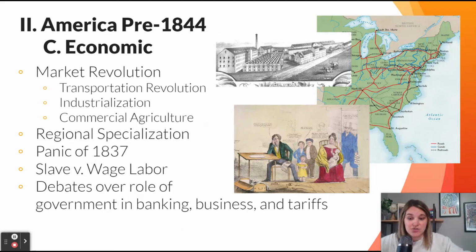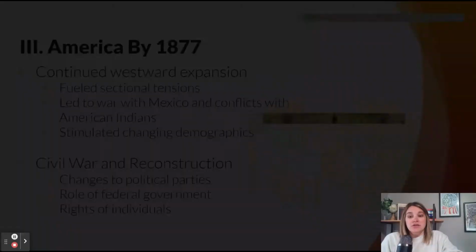They're all going to engage in more trade because they can transport these things more efficiently because of the transportation revolution. However, some policies will lead to an economic panic in the 1830s that will lead into the 1840s. We see the difference between slave and wage labor becoming even more significant, and debates over the role of government in banking, businesses, and tariffs become increasingly obvious. All of these conditions are going to create this sectional tension where our regions, while working together, are going to be in opposition to each other as well.